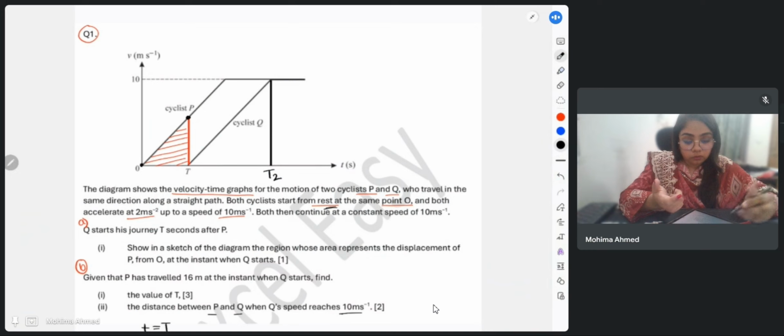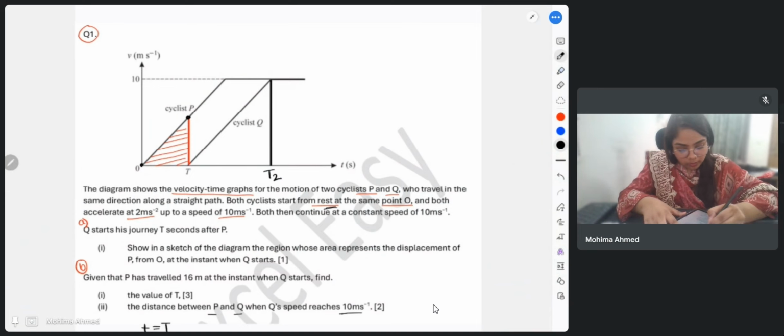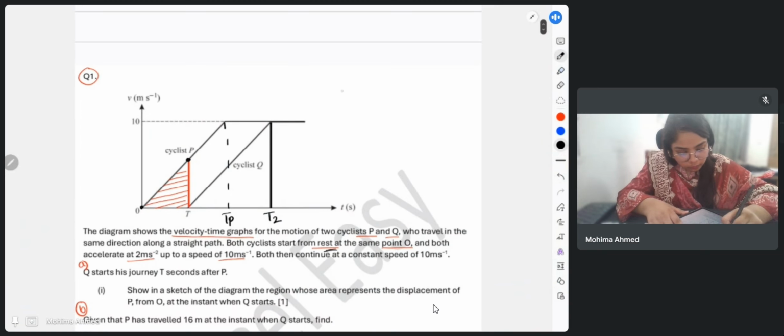But before that, we still need to find out this distance, right? We need to find out the area under this cyclist P graph, which is clearly a trapezium over here. We can find this out, but we still need to find this value over here because this trapezium will obviously have T2 and then this one, right? So we need to find this value when P reaches 10 meters per second. I'm going to consider that as a value for TP. This value on your graph is going to be TP. So TP represents when P reaches 10 meters per second.